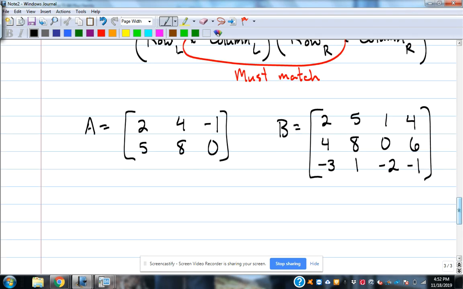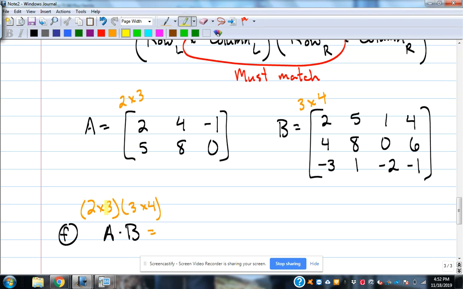With these 2, if I ask you to do matrix A times matrix B, what size is matrix A? It's a 2 row by 3 column. Matrix B is what size? 3 rows by 4 columns. So we have a 2 by 3 times a 3 by 4. Those numbers in the middle, they match. So that means this is possible. You can do this.